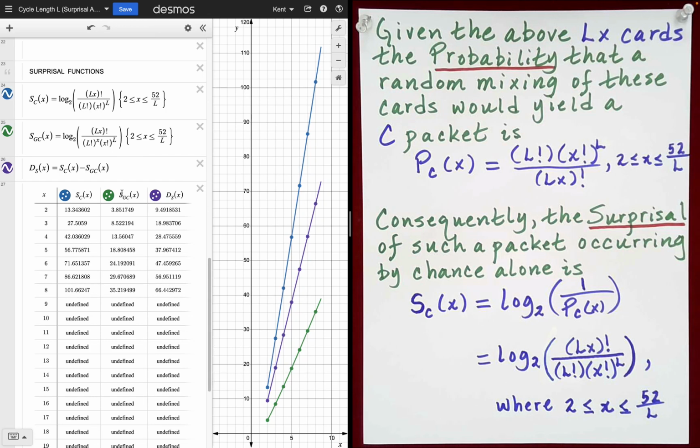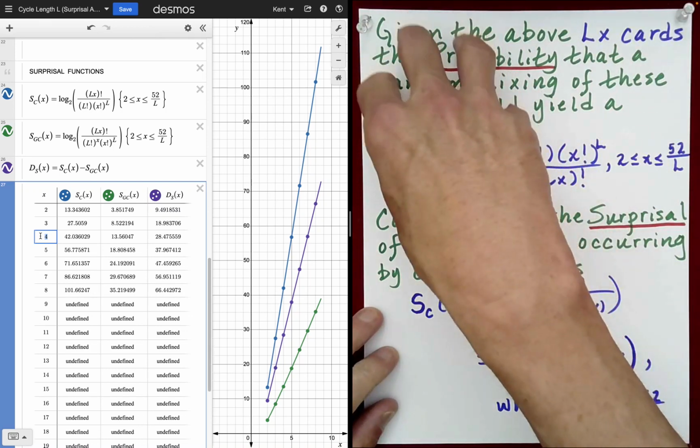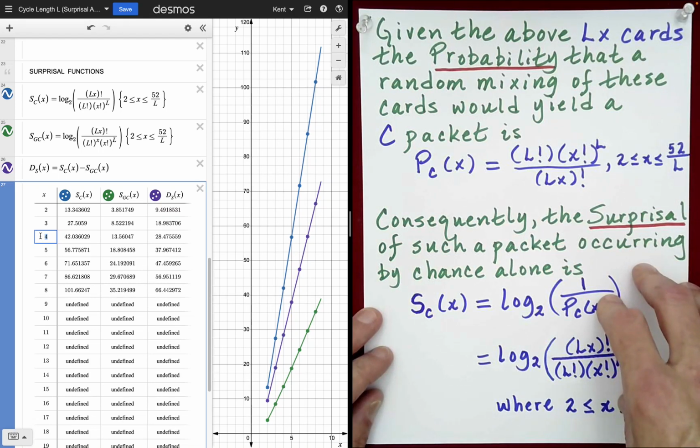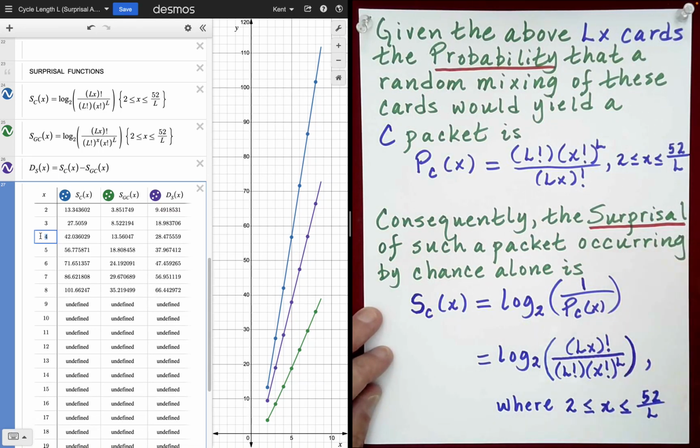So that's what we're doing. We're focused on the Surprisal value for the Gilbreath shuffled version of our C packet. So it's the middle column right here. What we need to do is go down and find the value of X that was used in this performance. Well, just think about it. L is 6. The cycle length is 6. How many sets of 6 cards were set out? I had 4 of them. So I had 4 times 6, a total of 24 cards in the original packet.